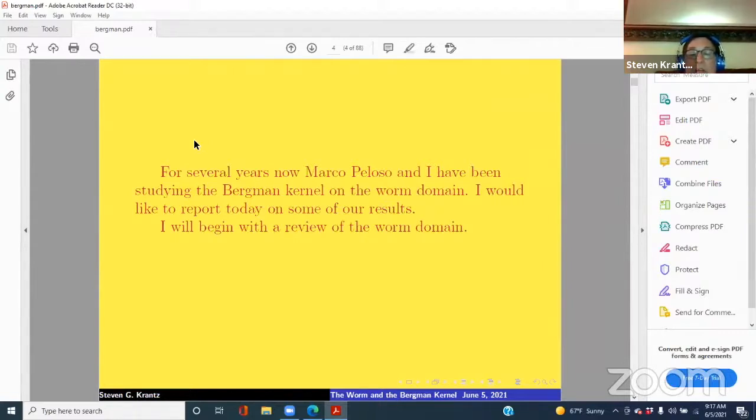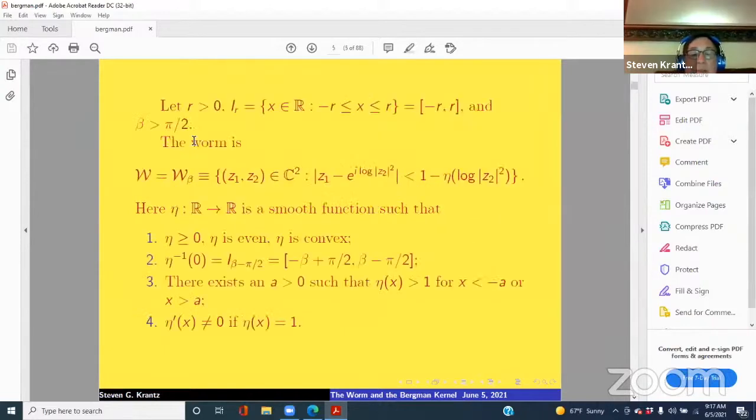So I'll begin by reminding you about the worm domain. Let R be a positive number, let I sub R be the symmetric interval of radius R about the origin, and let beta be greater than pi over 2. The worm is the domain W, the set of all (z1, z2) in complex 2-space such that the modulus of z1 minus eta I log |z2|^2 is less than 1 minus eta of log |z2|^2.